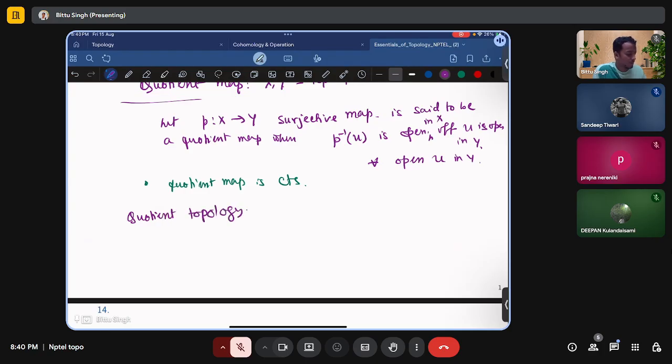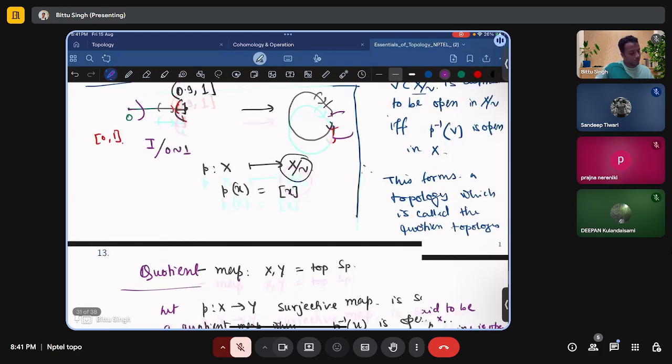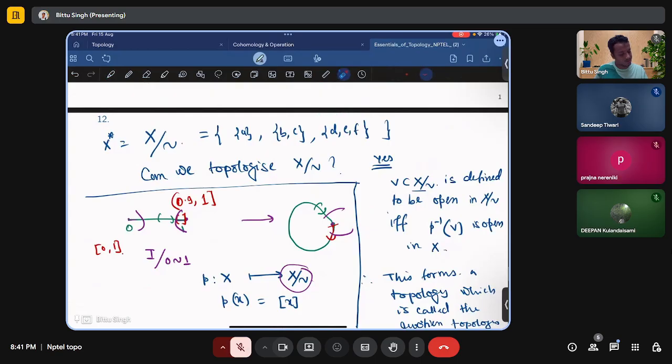So using this definition, now we can define quotient topology. Okay. So now X is a topological space, Y is a set. Those two things are given, and P maps X to Y is a surjective function, surjective map. Okay. Then how do we topologize this space?